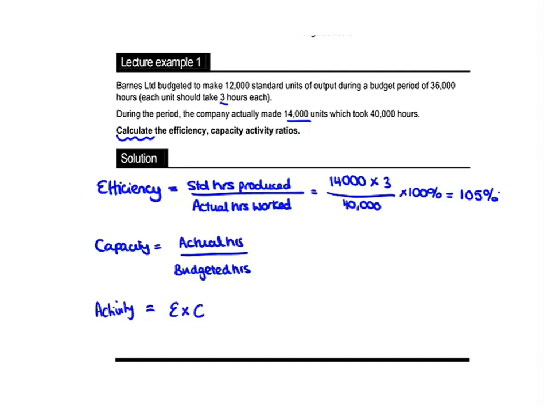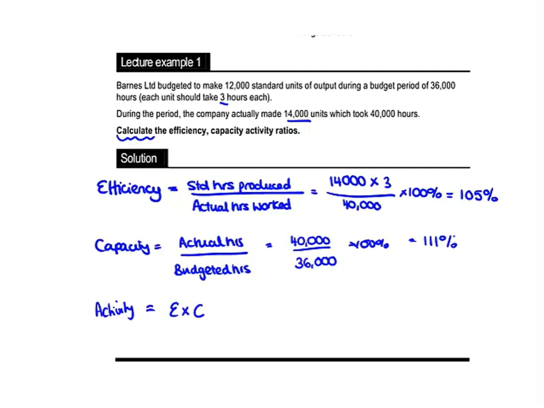With the capacity ratio, we're looking at the actual hours divided by the budgeted hours. So the company worked for 40,000 hours in a period when it had planned to work 36,000 hours. So you can see that it did more than it was planning to, about 11% more. So our capacity ratio is 111% because we've worked more than we were expecting to.